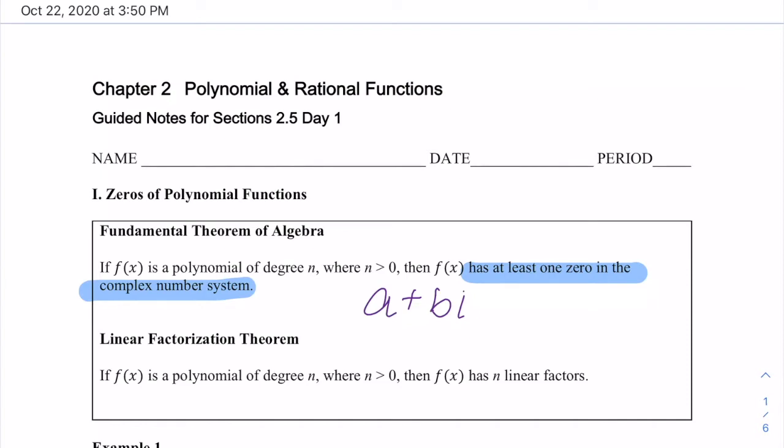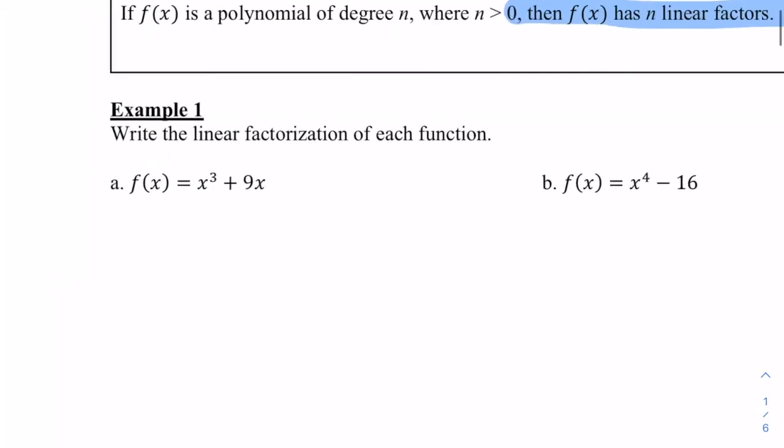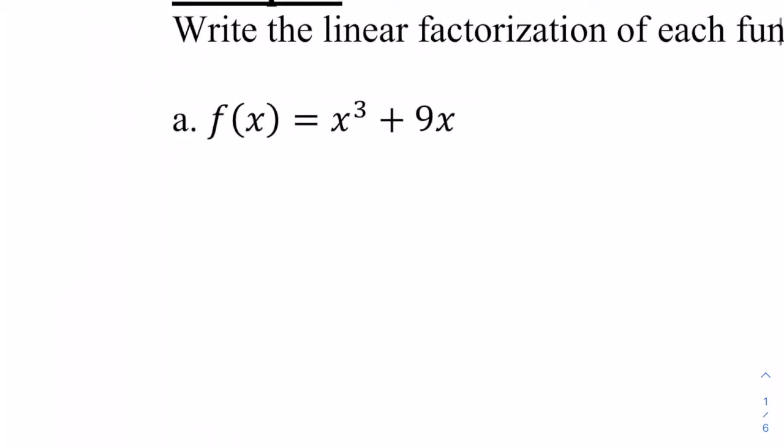Okay, the second theorem is the linear factorization theorem, and it also states that if you have a polynomial with a degree greater than 0, then you're going to have n number of linear factors for that function. So if we have a function here, x cubed plus 9x, well, we know we're going to have 3 linear factors. We're going to have 3 zeros.